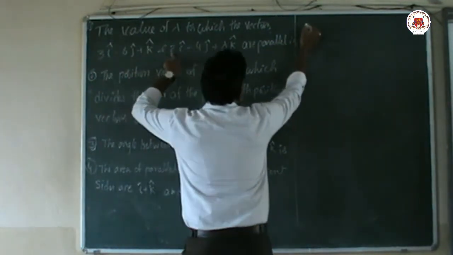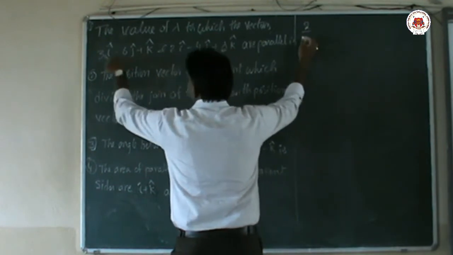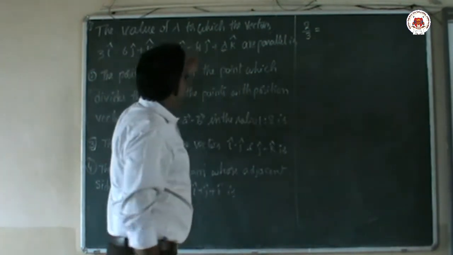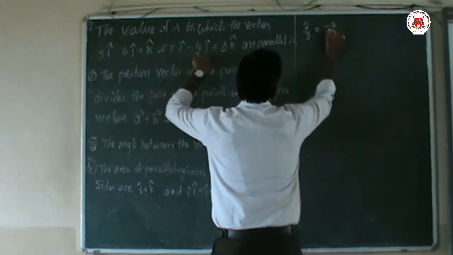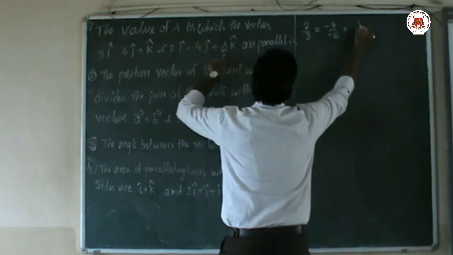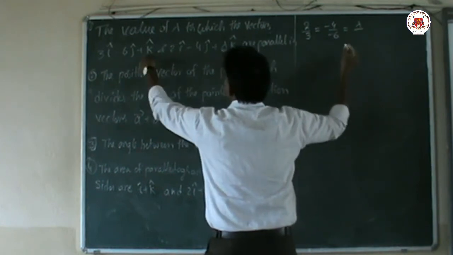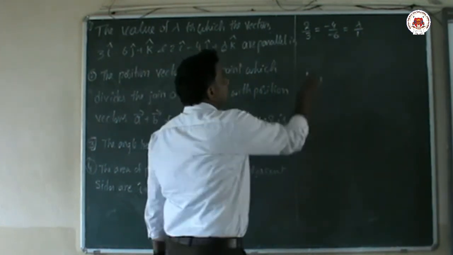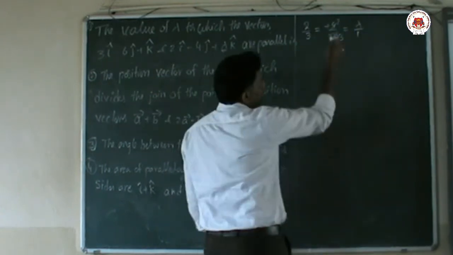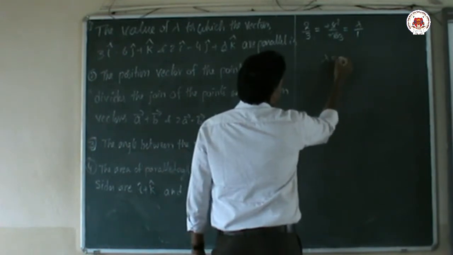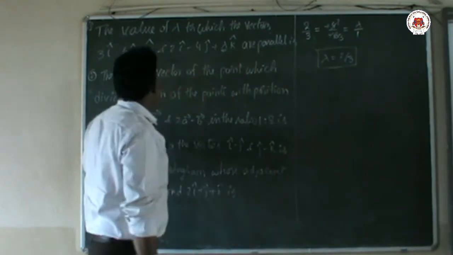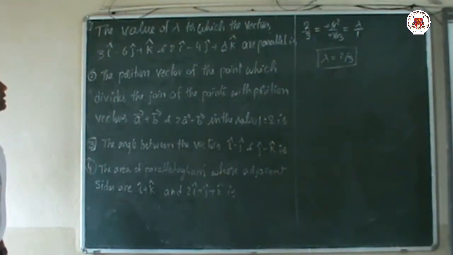Here the i component is 2, and in the first vector the i component is 3, equal. The j component is minus 4, and here the j component is minus 6, equal. Here the k component is lambda, and here the k component is 1. So minus minus cancel, 2 2s are, 2 3s are. So 2 by 3, and lambda by 1 is nothing but lambda. So what is the lambda value? The lambda value is 2 by 3. So the answer for the first question is 2 by 3.